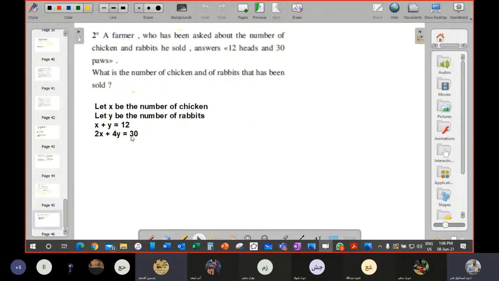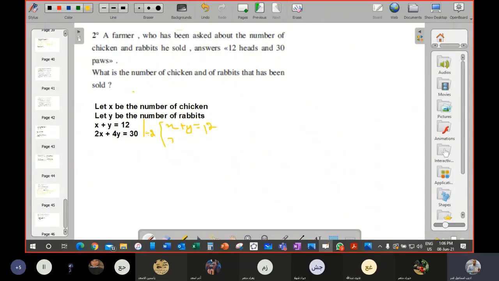Can we transform the second equation like the first one? Yes, by dividing by 2. We divide the second equation by 2, so we get the system now. The first equation is the same: x plus y equals 12. And the second equation divided by 2.